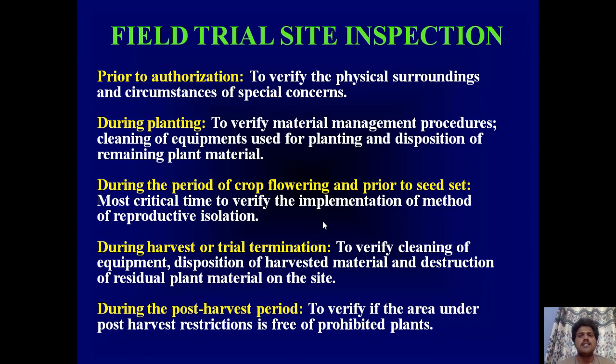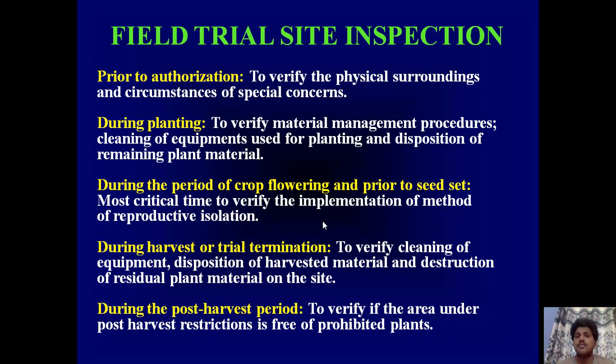Then field trial site inspection, prior to authorization, to verify the physical surroundings and circumstances of special concerns, so they have to be looked for. Then during the planting, to verify the material management procedures, cleaning of the equipment used for planting, and disposition of the remaining plant material. So if you have plant material in excess, you have to dispose of it because it should not go into wrong hands before testing.